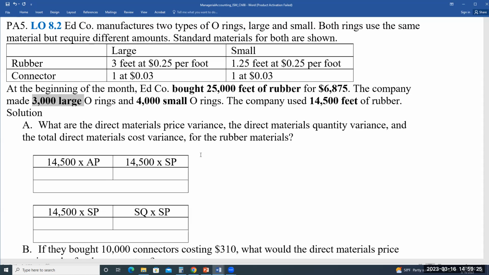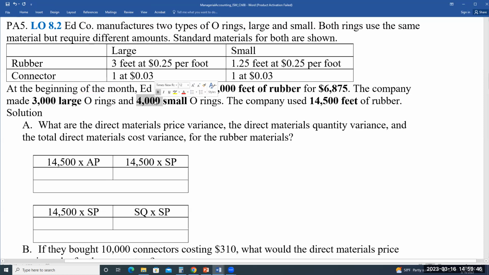Sorry, 9,000. 9,000, yeah. It takes 3 feet of rubber. These must be really big O-rings. 3 feet times 3,000, right? So that's 9,000 feet of material for the large.